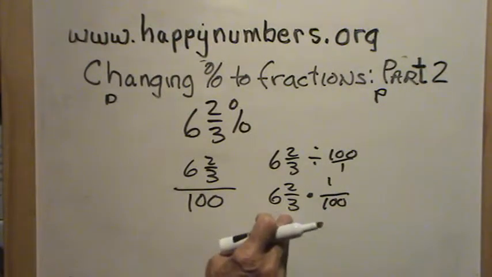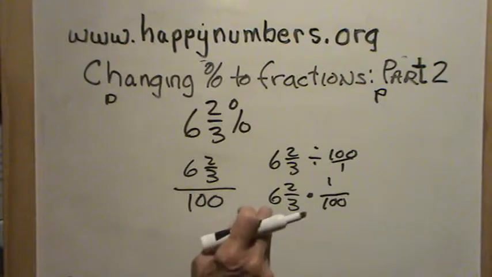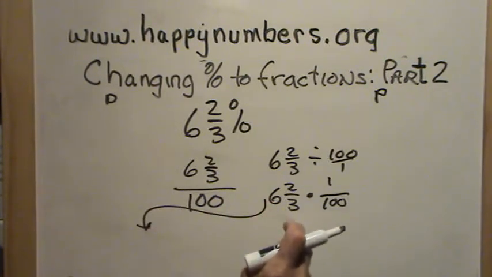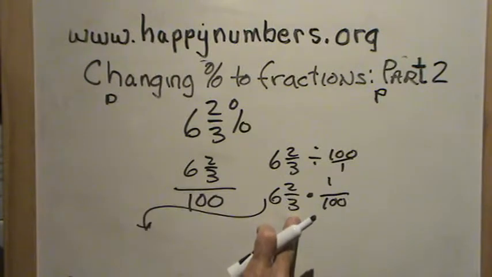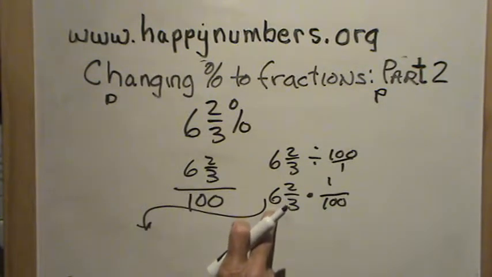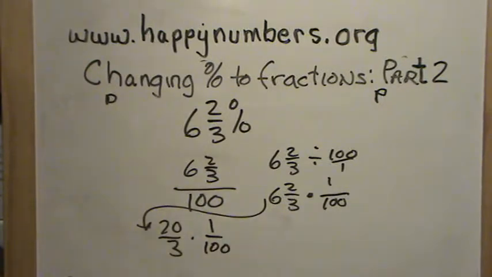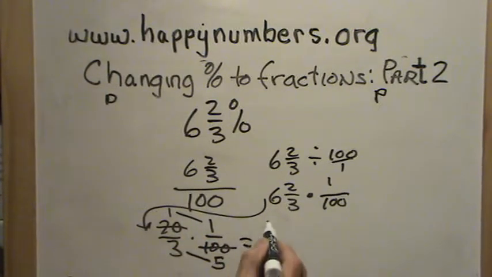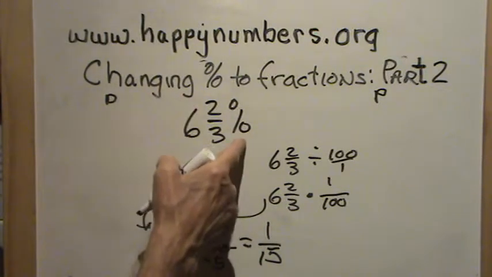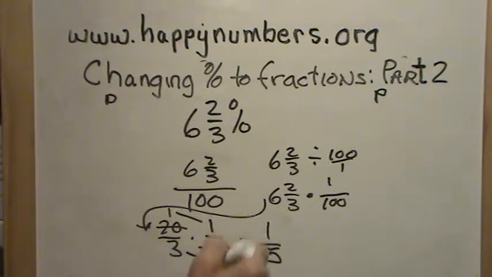Now we have to change this mixed number. So now we have to change this into an improper fraction so we can work with it. 3 times 6 is 18. 18 plus 2 is 20. So I get 20/3 times 1 over 100. Now I can cancel. 20 goes into 20 1 time. 20 goes into 100 5 times. And now I multiply. 1/15.